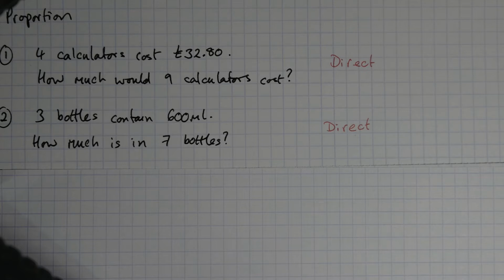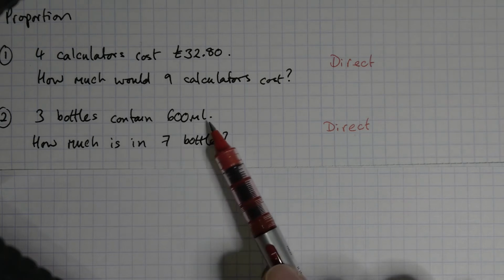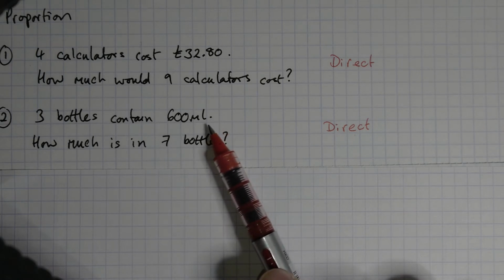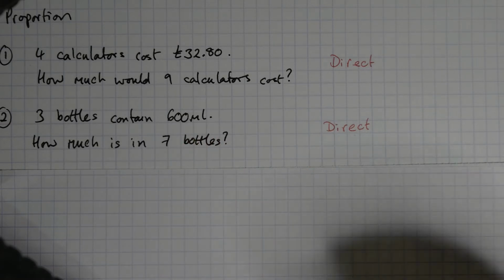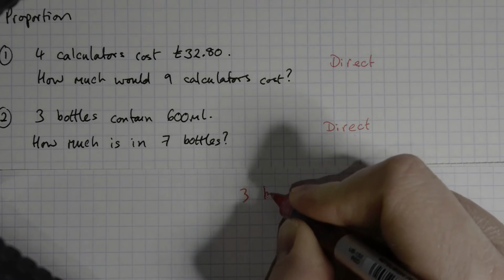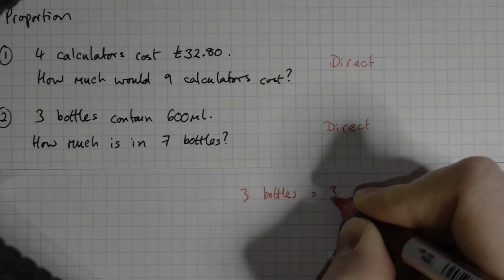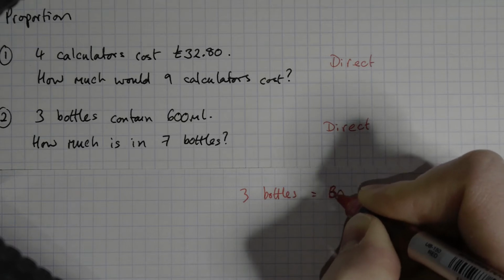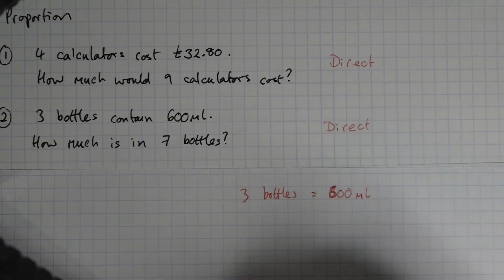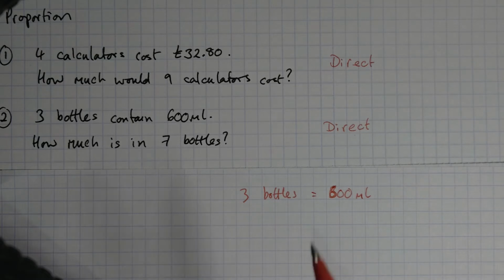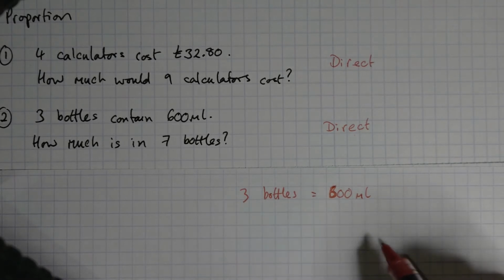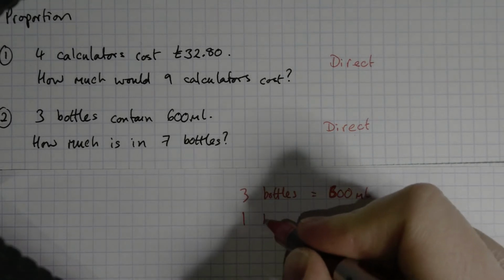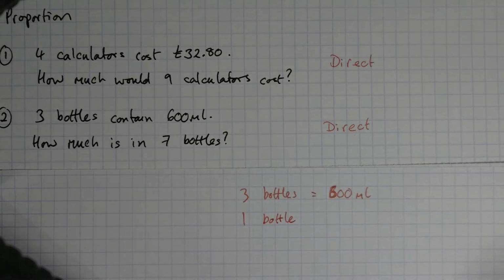So in question 2, a similar sort of idea, I'll start by writing an equation. So I've got some bottles of liquid here. Maybe it's milk, maybe it's pop, I don't know what they're bottles of, but when you've got 3 whole bottles, that contains 600 millilitres. Okay, 3 bottles, 600 millilitres. And the question is saying, well, how much would be in 7 bottles? And so eventually I want to write 7 bottles equals, but I'm going to take it down to 1 bottle first.